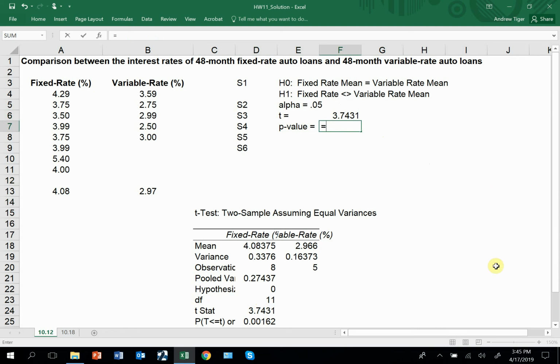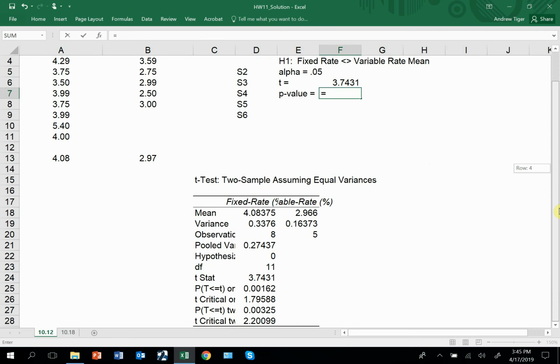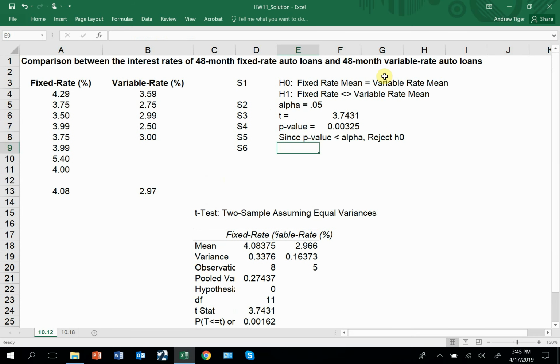My p-value: it's a two-tailed test because the alternative hypothesis is a not equal. If it's not equal, you have to use the two-tail, so that's the p-value you want. That's the p-value. It's less than alpha, so you want to reject the null hypothesis. The null hypothesis, what we assume, is that they're equal, so rejecting it means that they're different. So fixed rates are different. In fact, they're higher than variable rates.